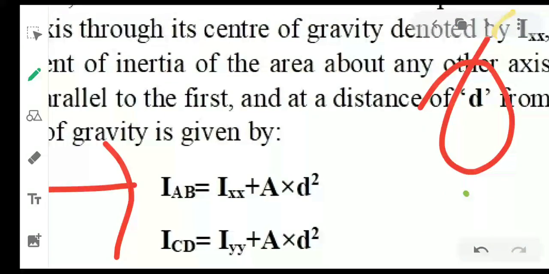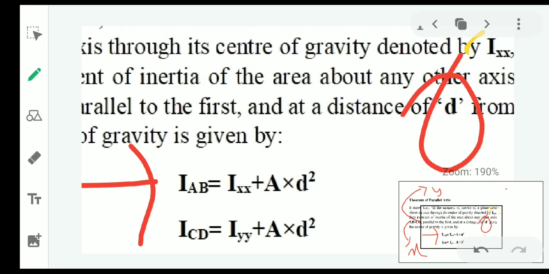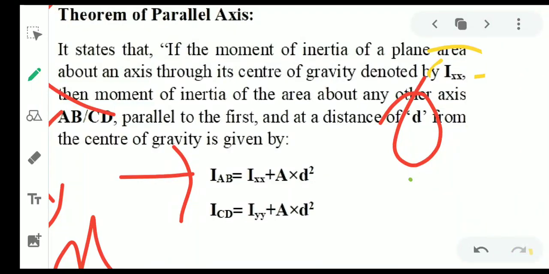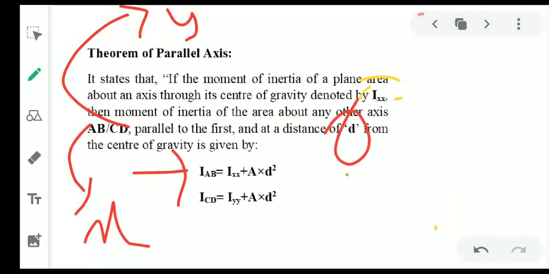I_AB means moment of inertia about that particular line or axis AB is equal to what? I_xx plus A into d square. What is A into d square? A is the area of that particular section into distance. What will be d? For this case, it is the distance from the centroidal axis of that section from the point A or from the line or axis AB.